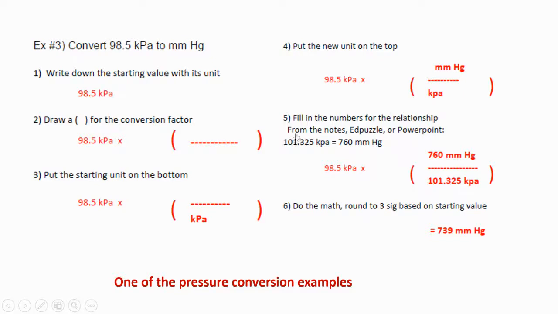Fill in the numbers for the relationship using Notes, Edpuzzle, or PowerPoint. You can find that 101.325 kPa is equal to 760 mmHg. There's also another resource that I'll talk about that has this information. So 760 millimeters is equivalent to 101.325 kPa. Do the math, round to 3 sigs. You have now converted 98.5 kPa to 739 millimeters of mercury.